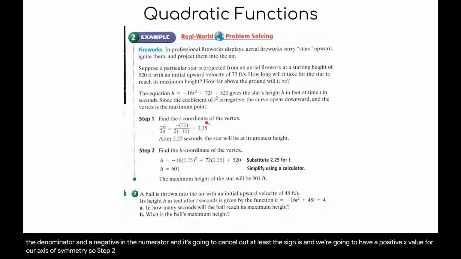So step 2, we take that x value, plug it back into our equation, calculate what the y value is, or in this case, the h value, or the height, at that given time, right?